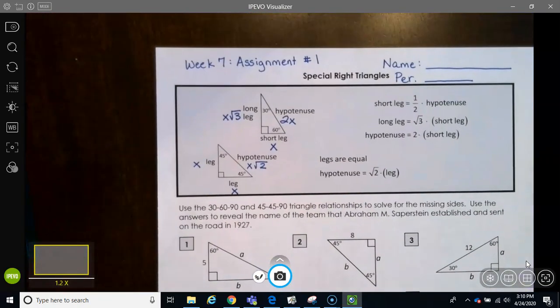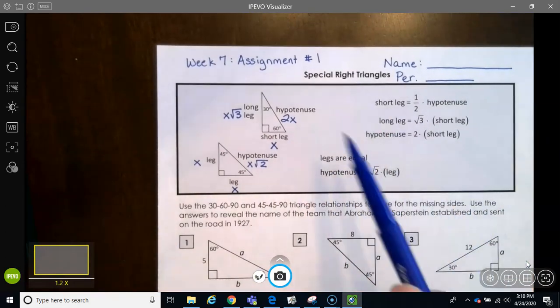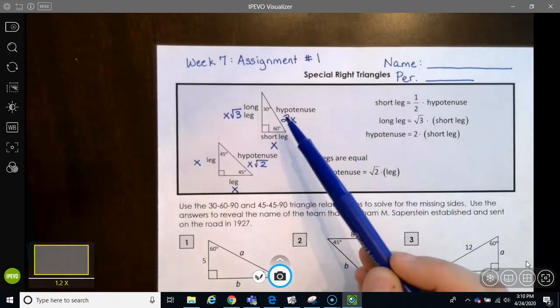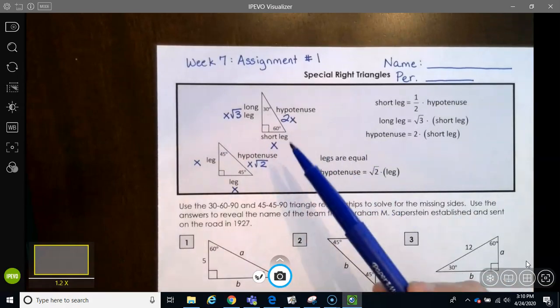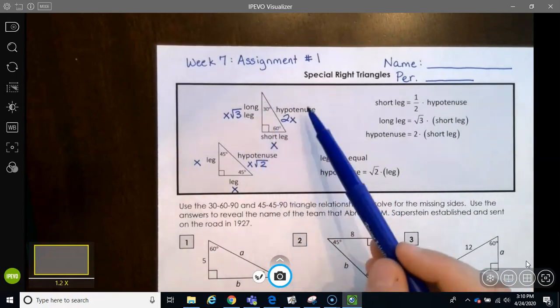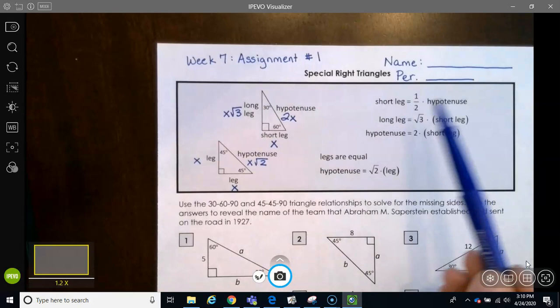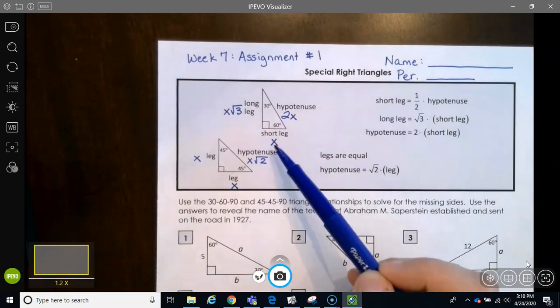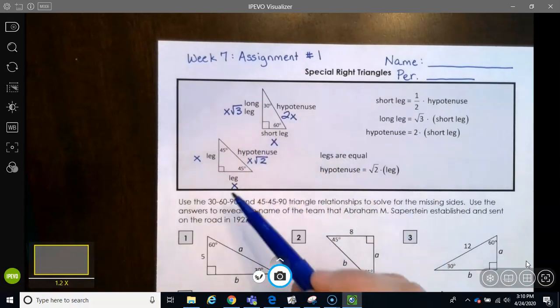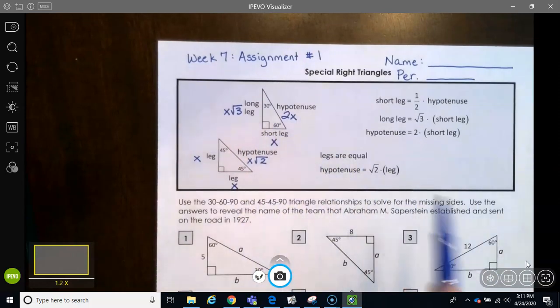On here, I went ahead, because they wrote it a weird way where instead of saying x square root of 3 and 2x, they referred to it as short leg, long leg, and hypotenuse, and then explained what represents each side over here. So I went ahead and wrote on your papers the representations for each side because it's less confusing that way.